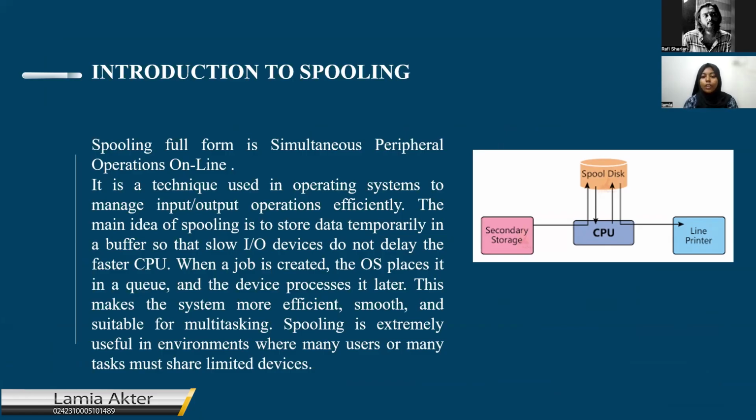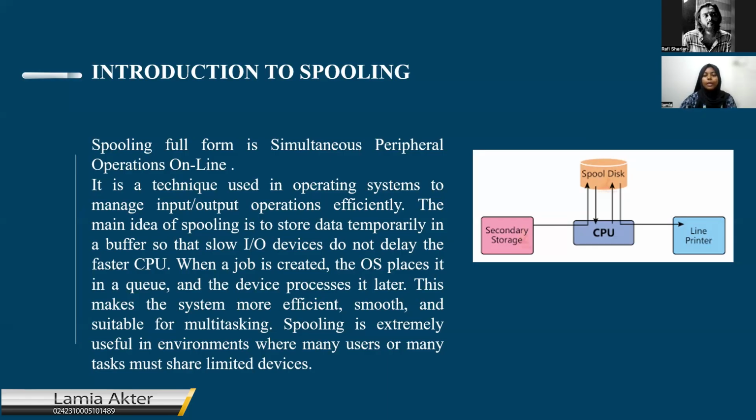The main idea of spooling is to store data temporarily in a buffer so that slow I/O devices do not delay the faster CPU. When a job is created, the OS places it in a queue and the device processes it later. This makes the system more efficient, smooth, and suitable for multitasking. Spooling is extremely useful in environments where many users or many tasks must share limited devices.